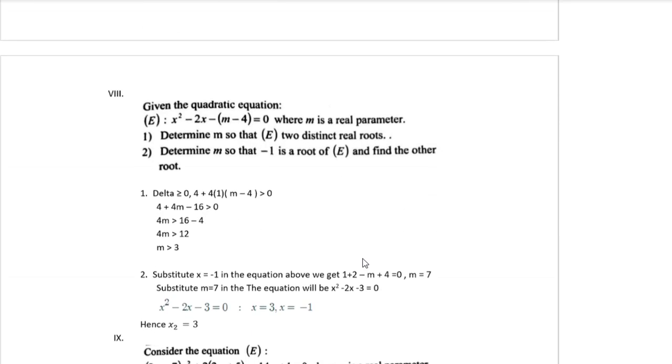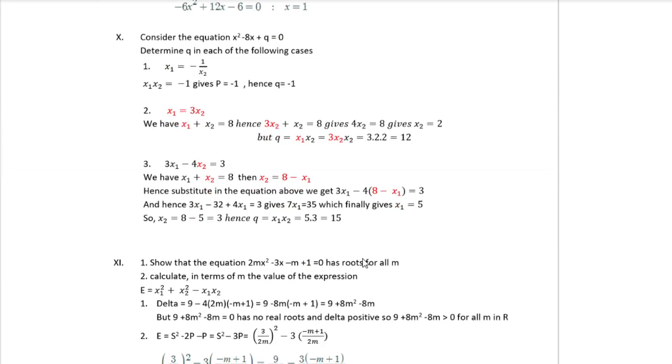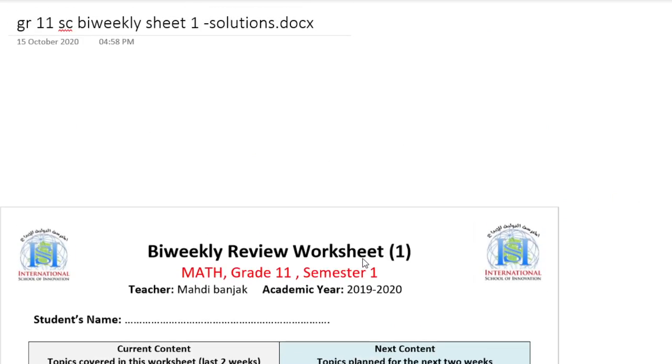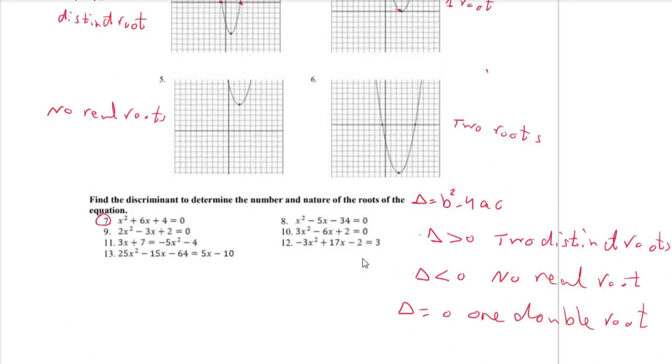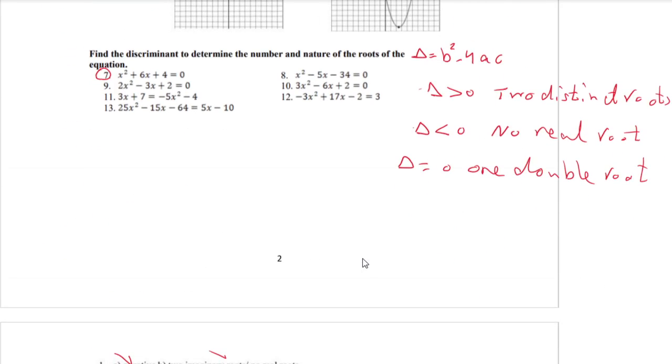So these are the questions that we solved in the worksheet last week, with revision. And the quiz will look like the questions that we solved today.